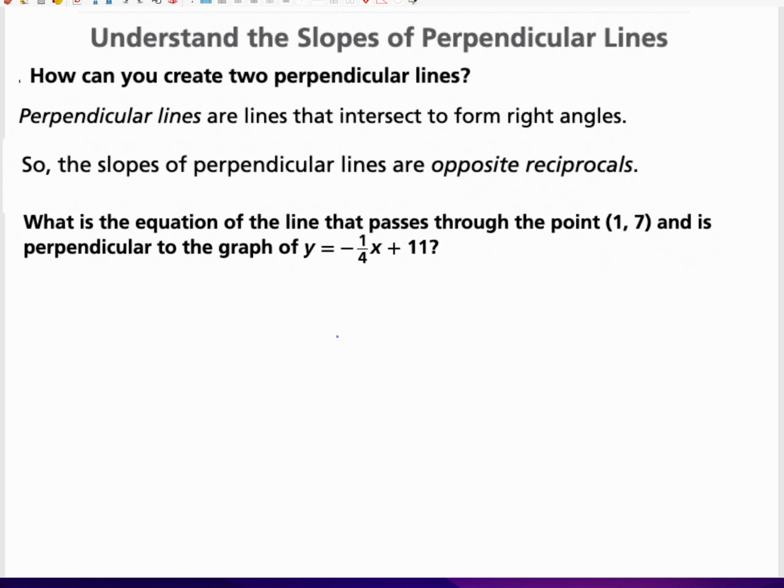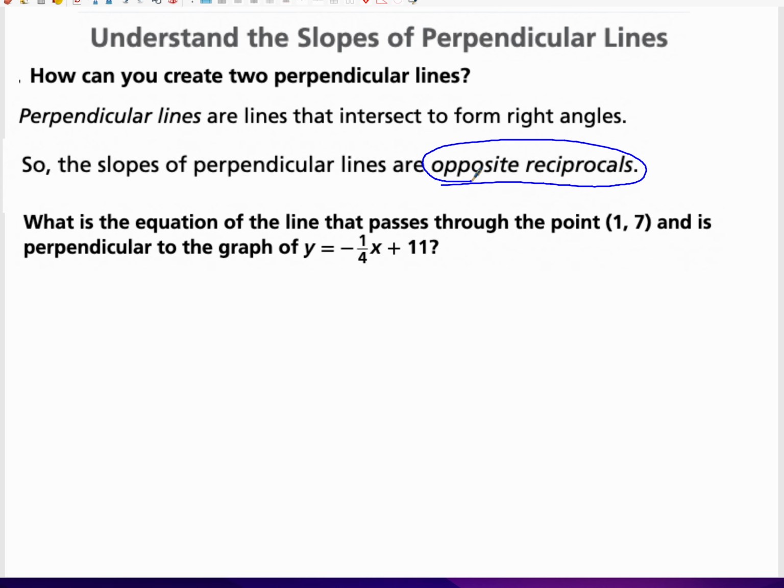So the slopes of perpendicular lines, this is the key, this is the thing right here, opposite reciprocals. So when you think of reciprocal, you think of a fraction, right? And you flip that number over. So that's the reciprocal. So what does opposite mean? Opposite. So you flip, so then you don't. If it's positive, it becomes negative. If it's negative, it becomes positive. So that's the opposite part.